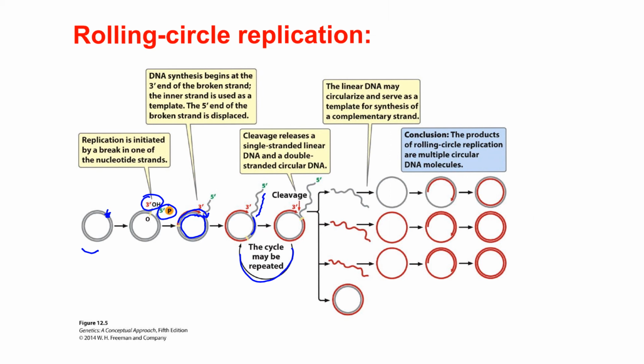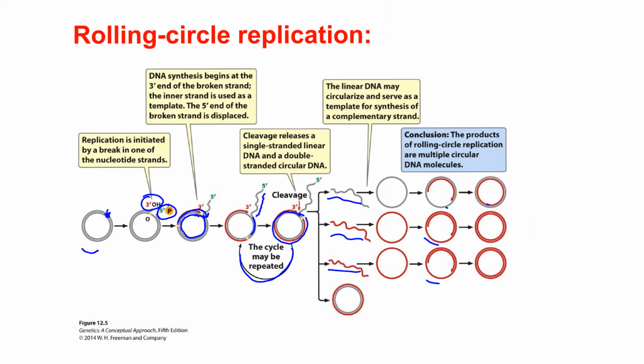This linear DNA, which is released here, can circularize, and it can actually serve as a template for synthesis of complementary strands. So basically it's a very efficient way because you can yield many offspring DNA, so you can generate many daughter DNA molecules by rolling circle replication.